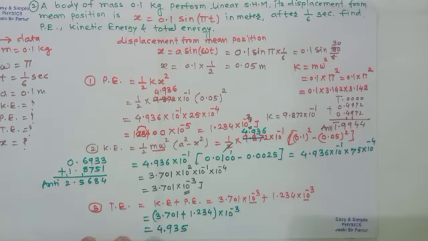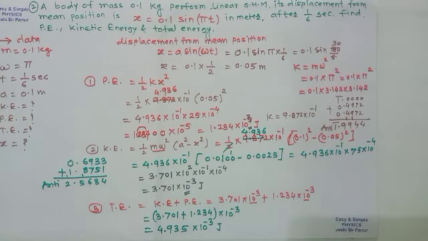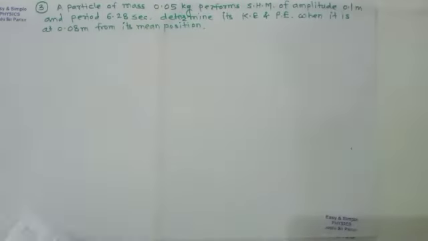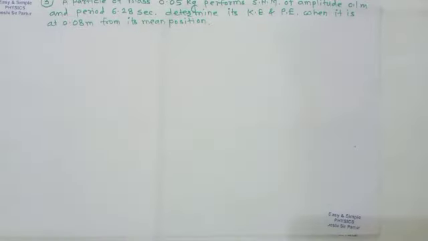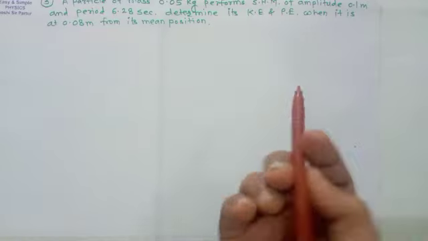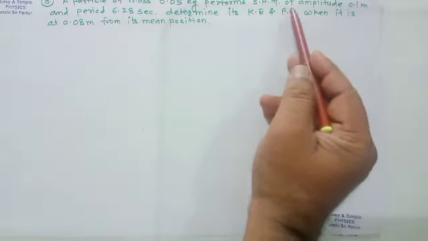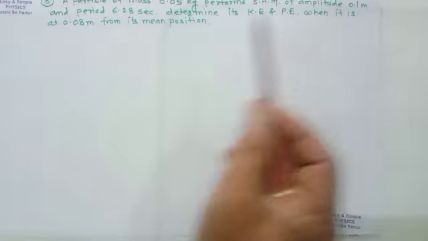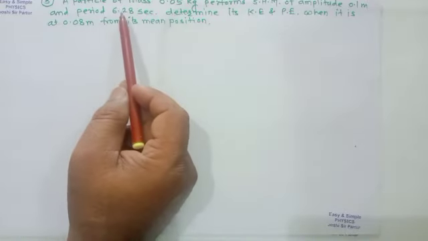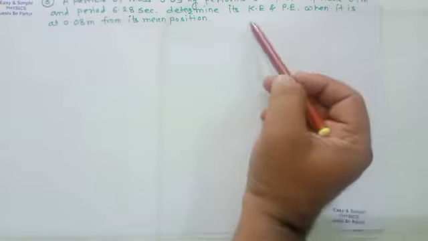4.935 into 10 to the power minus 3 joule. That is the answer for the given example. So again, consider this example: a particle of mass 0.05 kg performs simple harmonic motion of amplitude 0.1 meter and period 6.28 seconds. Determine its kinetic energy and potential energy when it is 0.08 meter from its mean position.